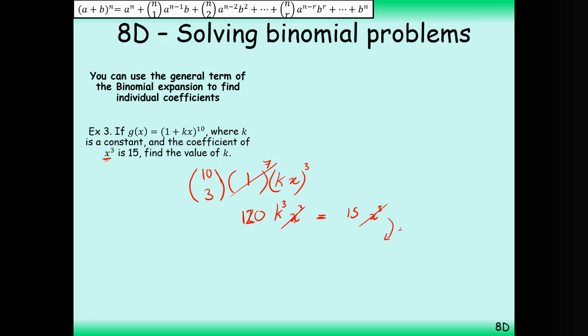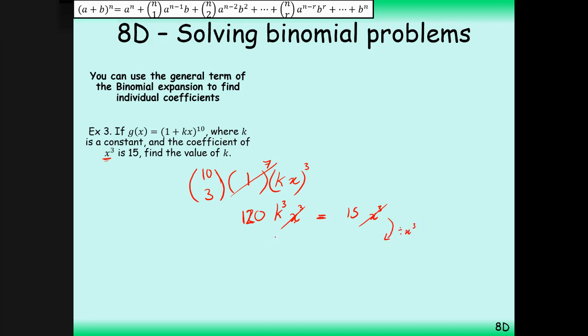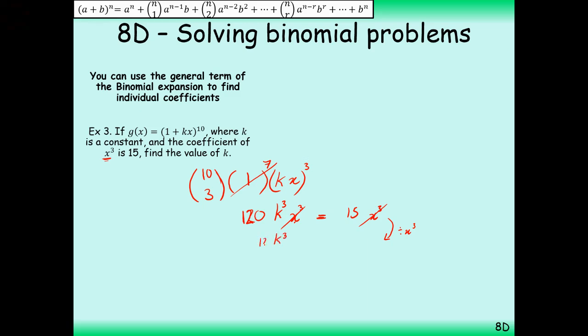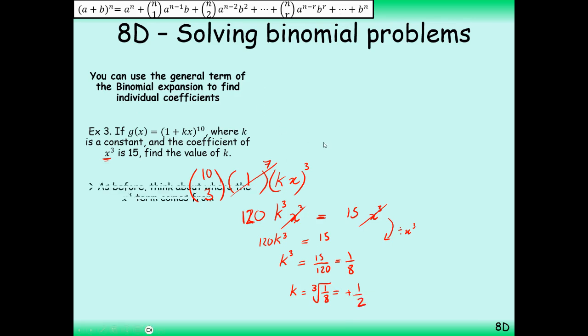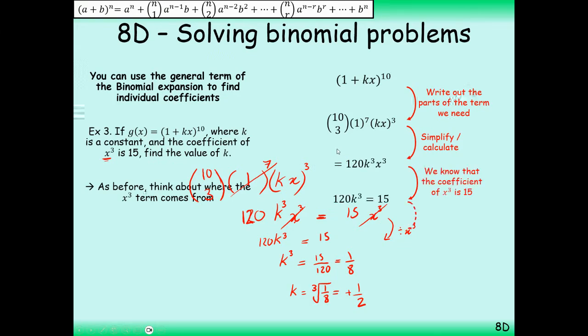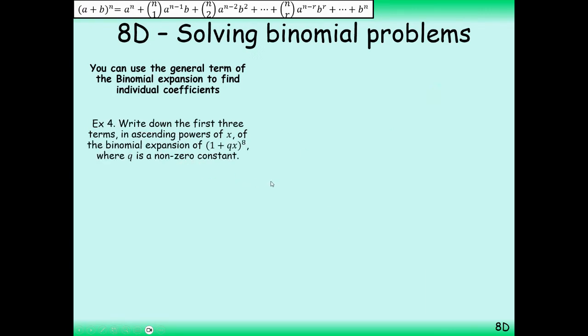Let's say I divide by x cubed, and now I'm going to have both sides divided by 120. So I'm solving for k. So 15 over 120, I believe, is 1/8. And taking the cube root of both sides, you're going to get a half. Actually, yeah, positive half. So that's the answer. That's what the answer should be. And let's check. Yes, it is a half. Okay, so let's look at the next example.